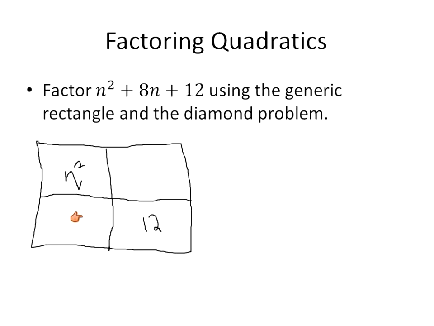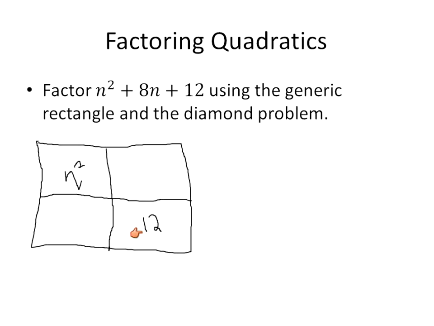And so the reason we use the diamond problem is to help us decide how we're splitting the 8n into two different sections, so that when we multiply our numbers that we get here and here, we get the number 12.